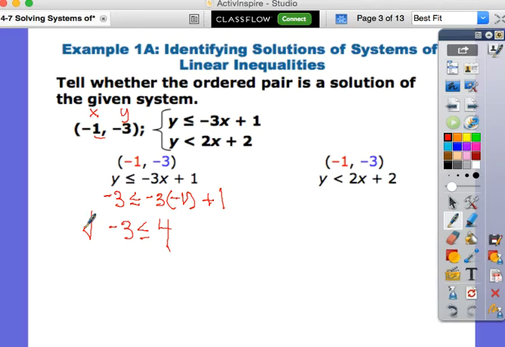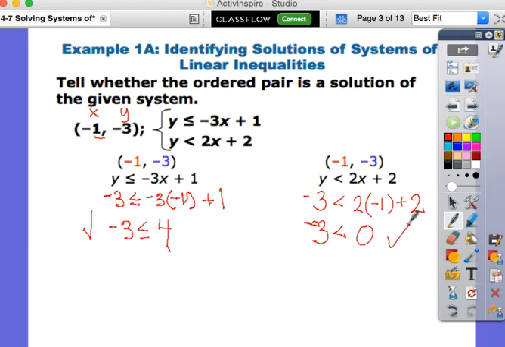So we're going to do the same thing here. Under the y, we're going to plug in negative 3, less than 2. In place of x, we're going to put in negative 1. And then we have plus 2. Bring down the negative 3, less than. 2 times negative 1 is negative 2. Negative 2 plus 2 is 0. Ask yourself, is this true? Negative 3 is less than 0. Yes.